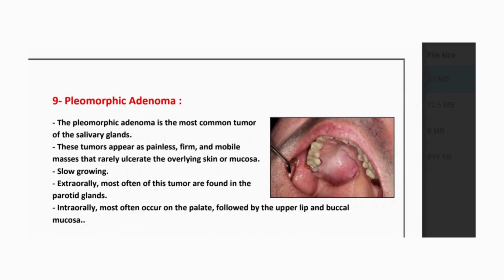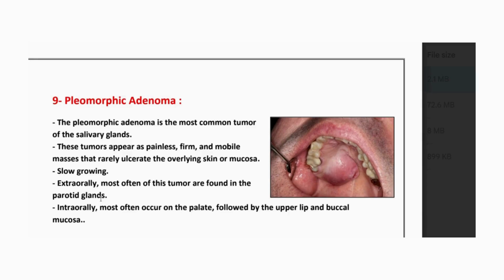The next important tumor of the oral cavity is pleomorphic adenoma. This is one of the most common tumors of the salivary gland. Because it's common, there are more chances of it coming in the exam again. These tumors appear as painless, firm, and mobile masses that rarely ulcerate the overlying skin. It's slow growing.